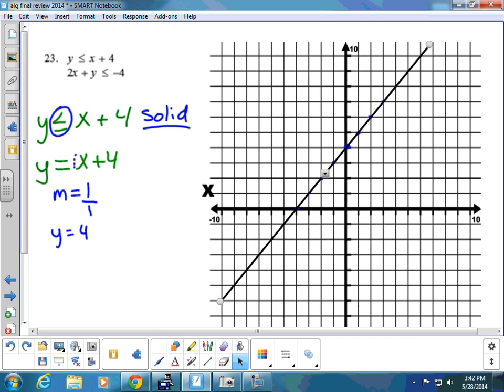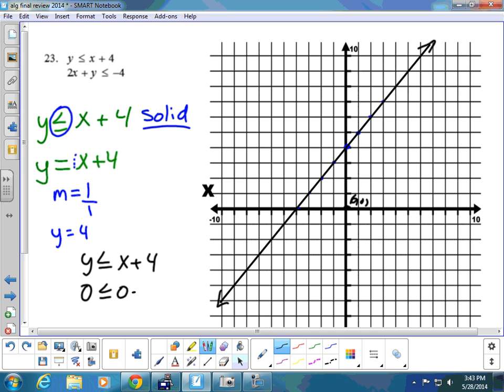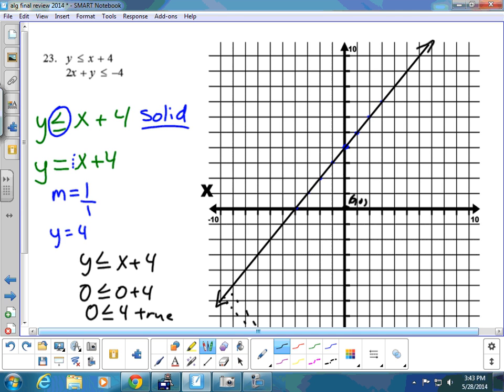Okay, we're going to put arrowheads at the end of this, and let's check out the shading. I'm going to pick a point off the line. I'm going to pick 0, 0, and put it into my original inequality. Is 0 less than or equal to 0 plus 4? Is 0 less than or equal to 4? And that is true. So I shade towards my point. I'm only going to shade a little bit here because I don't want to mess up my graph paper for the other line.